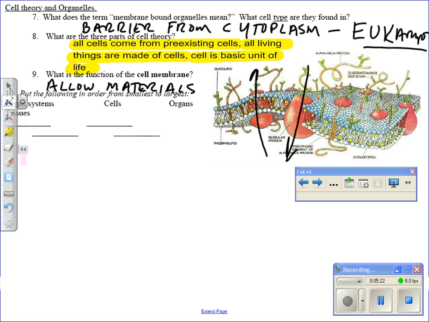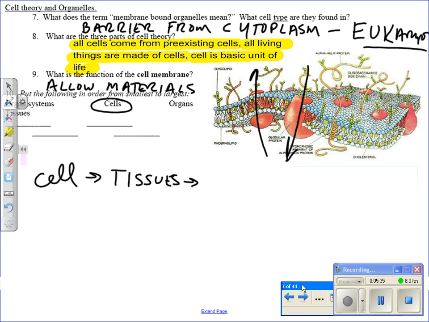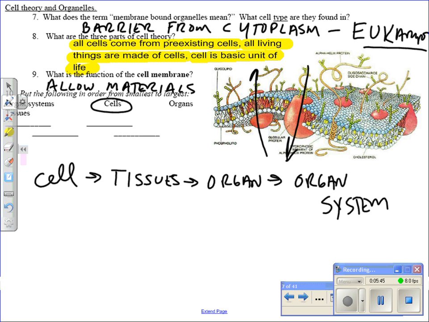In order of smallest to largest, the smallest unit is going to be a cell. Group a bunch of cells together, you get tissues. Group a bunch of tissues together, and you get an organ. Couple organs together, you get an organ system. And those are the basic levels of organization in biology.